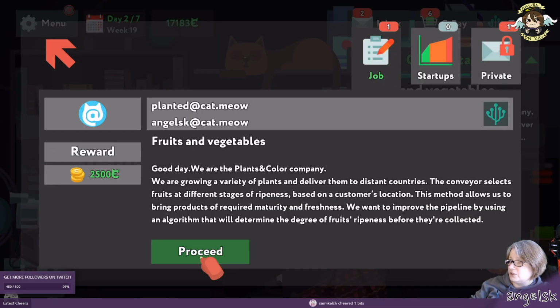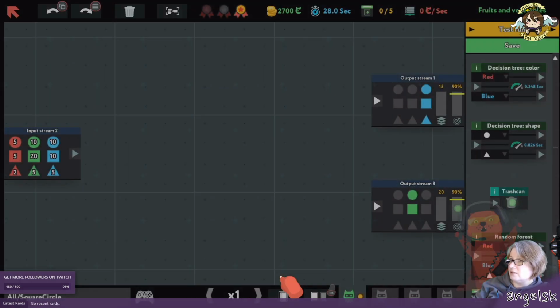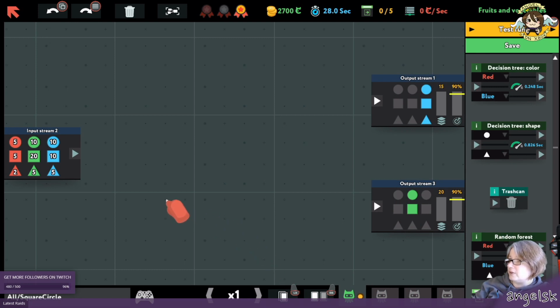Okay, let's do fruits and vegetables. We are the Plants and Colour Company. We are growing a variety of plants different to the distant countries. The conveyor selects fruits at different stages of ripeness based on a customer's location. This method allows us to bring products of required maturity and freshness. We want to improve the pipeline by using an algorithm that will determine the degrees of fruit ripeness before they're collected. Cool. Okay.